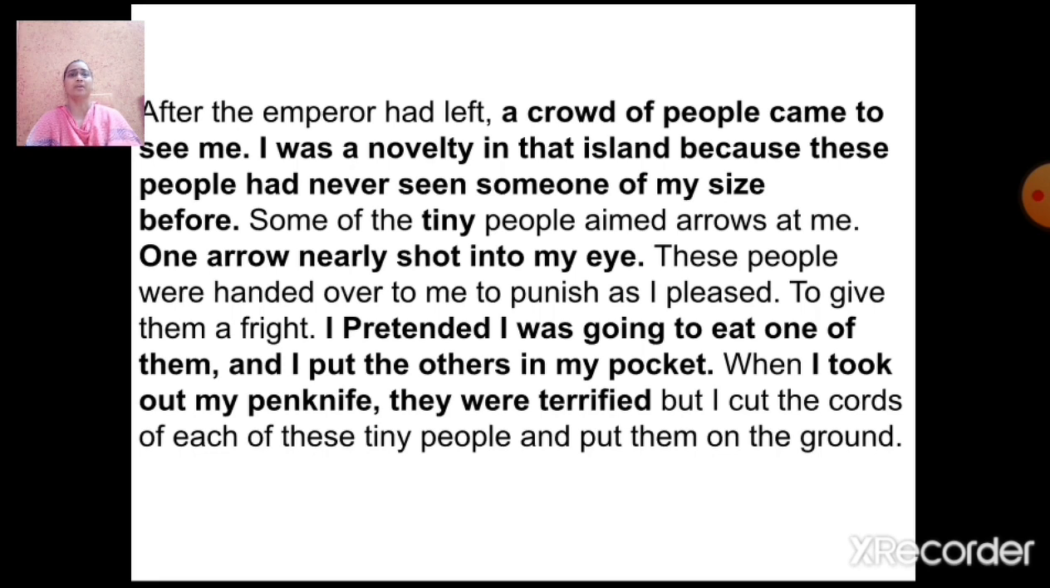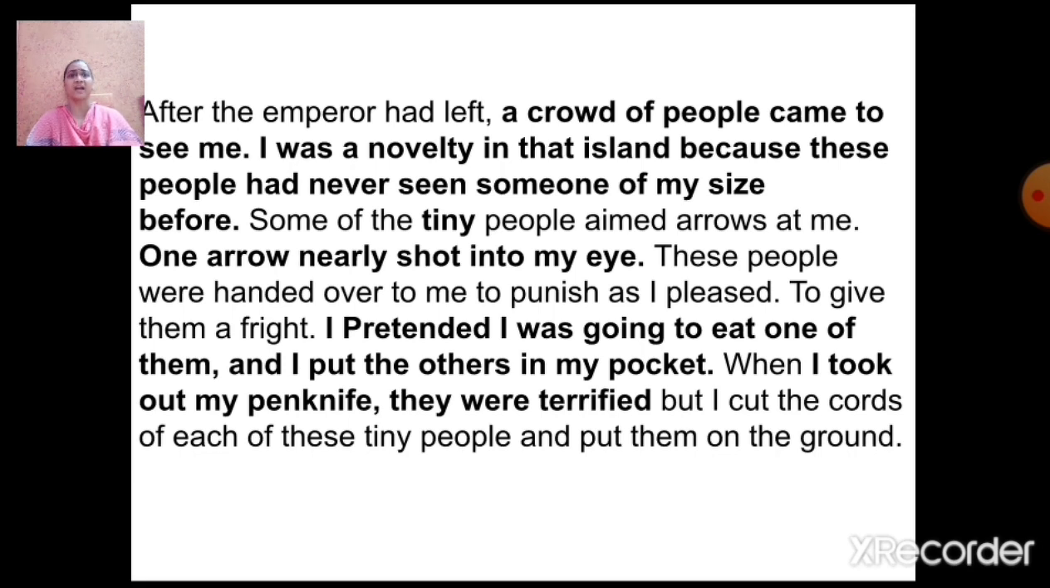After the emperor had left, a crowd of people came to see me. I was a novelty in that island because these people had never seen someone of my size before. Some of the tiny people aimed arrows at me. One arrow nearly shot into my eye. These people were handed over to me to punish as I pleased.